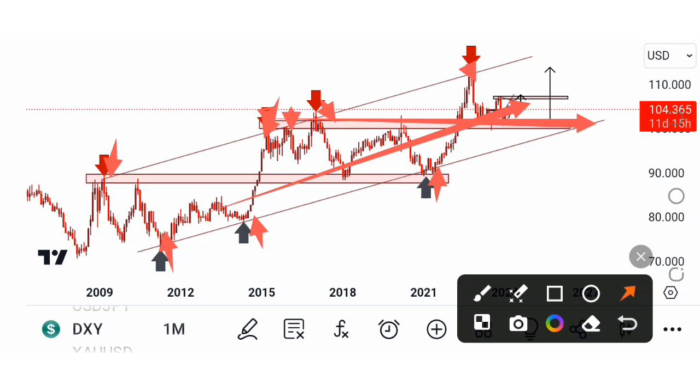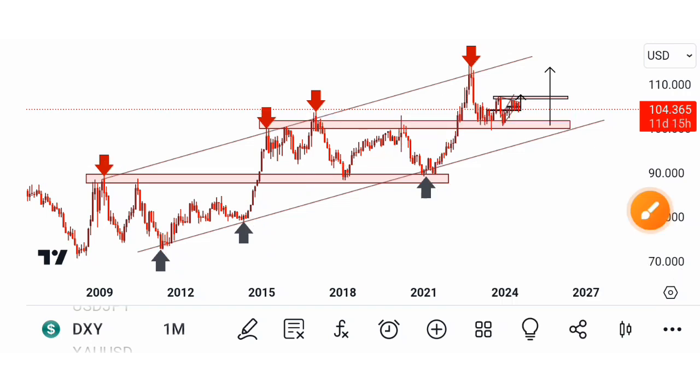As you can see previously, this was a resistance, a strong one. The market broke out. When it came back to test that structure, it couldn't find enough momentum to break below, and at the moment the market is trading above that structure, hence my bullish bias.